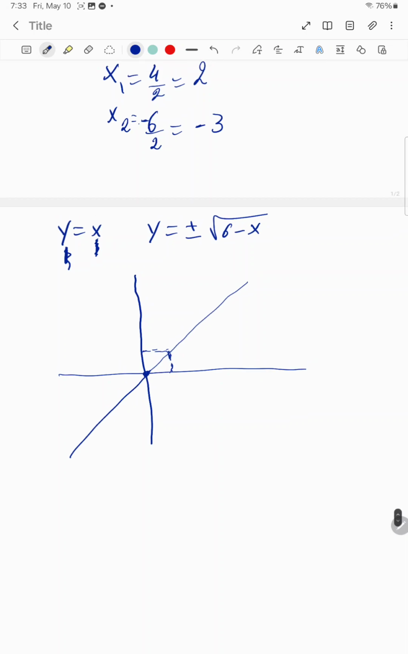And now let's take y equal plus square root of 6 minus x. For x is equal to 0, y is equal to plus square root of 6. Let's say that this is square root of 6. And for y is equal to 0, equal 6 minus x, and if I put 0 square, which is 0, I will have 0 equals 6 minus x, so x equal to 6. So I know it will pass like that.